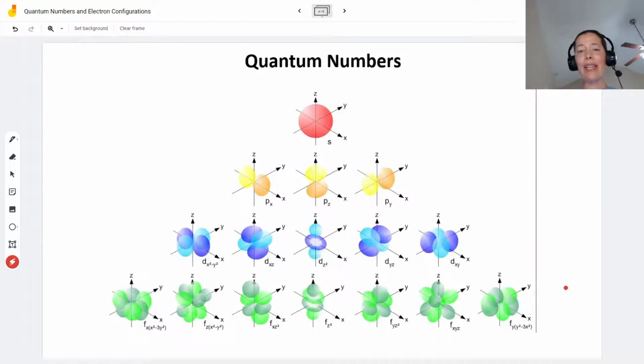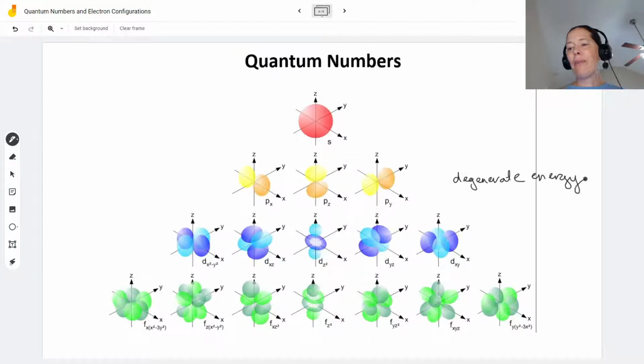Now, the one last thing that I want to point out about these orbitals, especially the p, d, and f, is these different orientations do not change the energy of the orbital. So these are called degenerate orbitals. Let me actually write that down. These are degenerate. And it doesn't mean they're bad. It means that they all have the same energy. So your px, your pz, and your py all have the same energy. You just have a different orientation in space. So again, your p's, your d's, and your f's are going to be degenerate orbitals. They are all going to have the same energy.